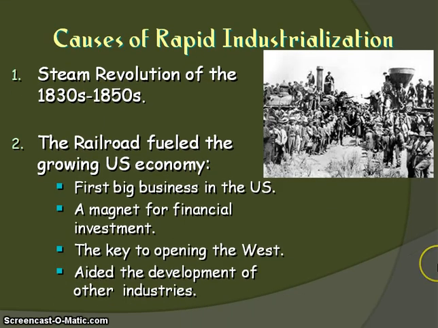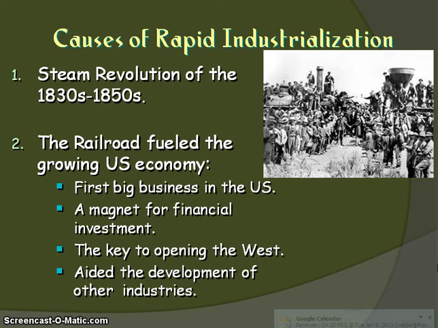All right, causes of rapid industrialization. I think there were 9 total that we're going to be going through. At this point, steam revolution, 1830s to 1850s, is going to start out fueling the U.S. economy, especially with the railroad. It employed thousands of people, fueled by the new waves of immigrants. We're talking a lot about those in Chapter 19.